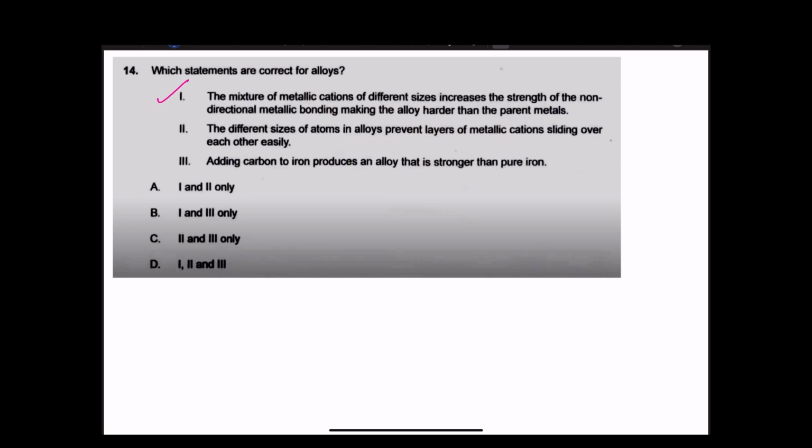Next one, different sizes of atoms in alloys prevent layers of metallic cations sliding over each other easily. I just said that. This is also true. Last one, adding carbon to iron produces an alloy that is stronger than pure iron. Exactly. Here we are talking about the production of steel. Steel is much stronger than iron. So the third one is also right. So for question 14, answer would be option D.